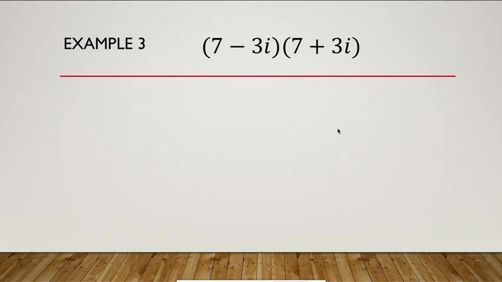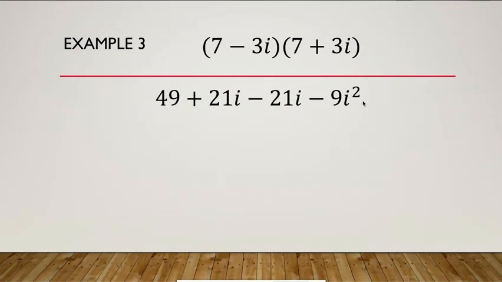So let's take a look at these two complex conjugates. Multiplying 7 minus 3i times 7 plus 3i. Again, doing our full distribution, FOIL. You could use a box method. You could use just a general distribution method. Whichever method you choose, you should end up with 49 plus 21i minus 21i minus 9i squared.